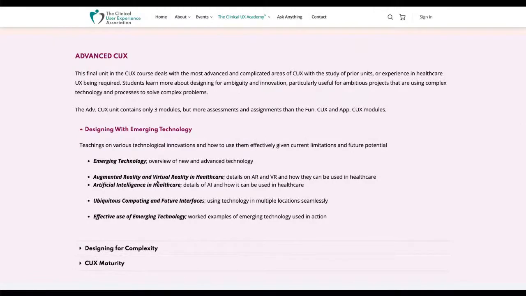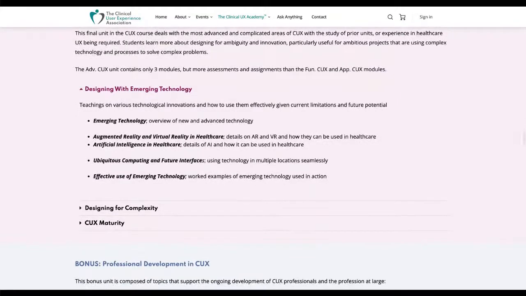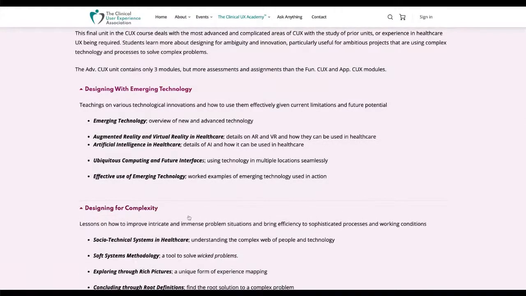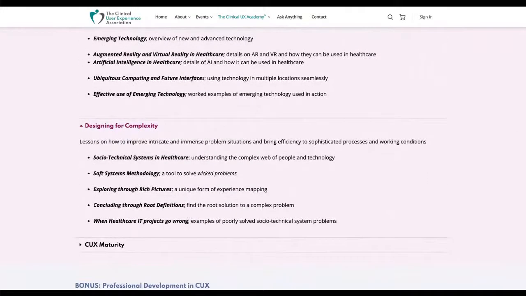Just knowing how do we use artificial intelligence, augmented and virtual reality, ubiquitous computing, and tie this into real good offerings to people. And then you look more into designing for complexity. This is a topic known as socio-technical systems, which ultimately is about understanding that complex web between people and technology. So you go to a hospital, there's all different specialities, but then there's all different types of professionals under one type of speciality, clinicians, non-clinicians.